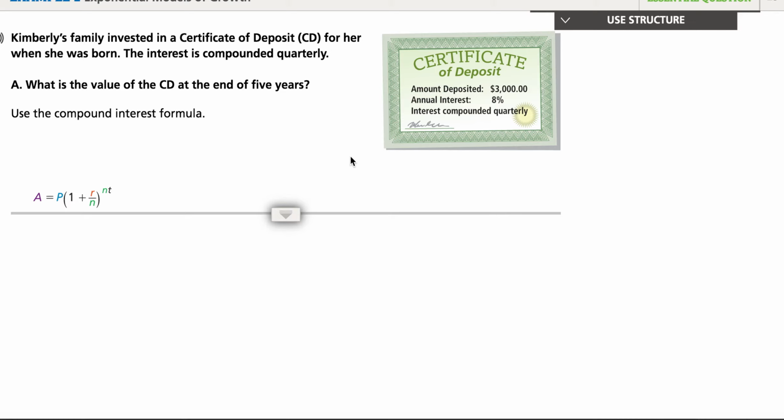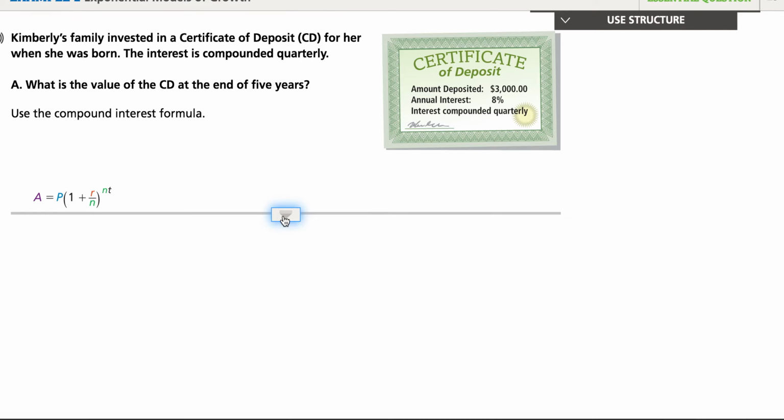Now, we're using the formula, as you saw in the previous slide. We use this formula to figure out the interest compounded quarterly, which is A equals P times 1 plus r over n, to the power of n times t.